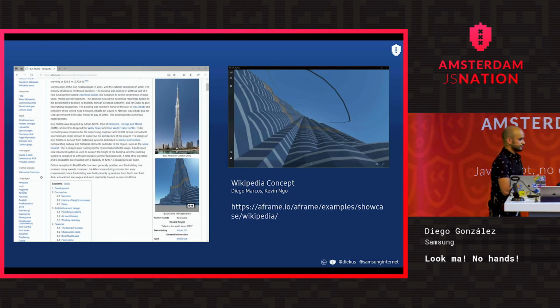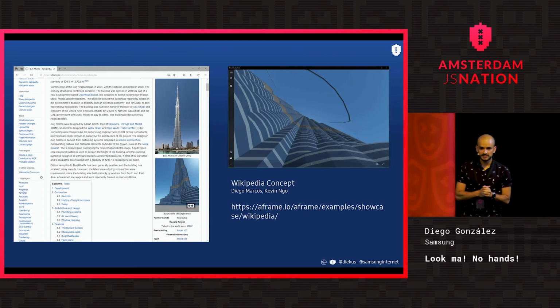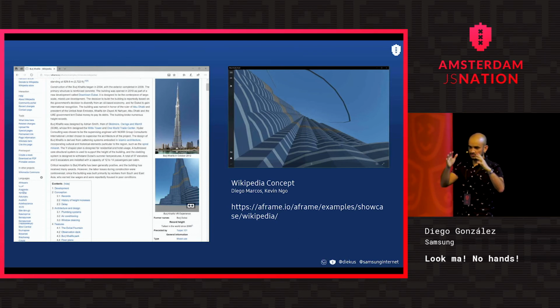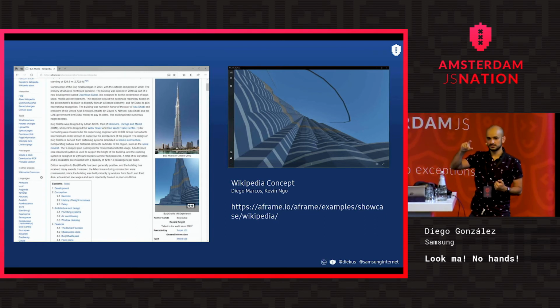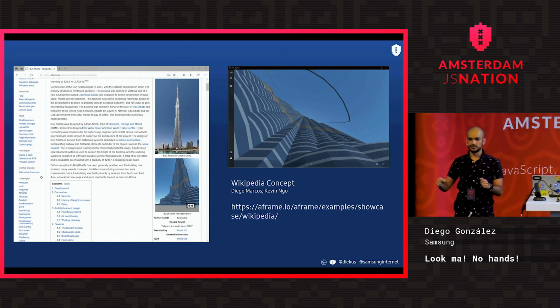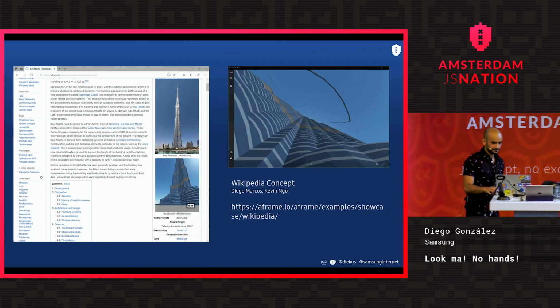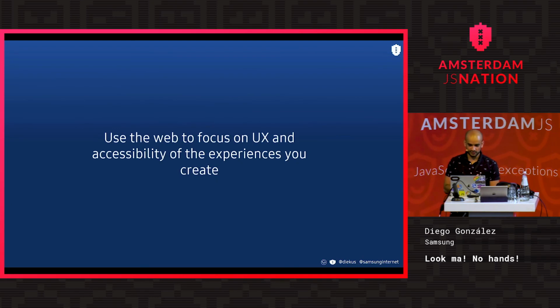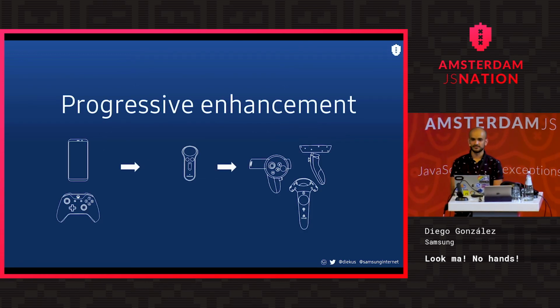And this is one of my favorite ones, because it really showcases the power that you have with WebXR. This is an example that was created by Diego and Kevin from the A-Frame team, and it's pretty much a mock-up of a Wikipedia page with information about the Burj Khalifa. The cool thing is that you have a WebVR snippet underneath the picture, and you can just go into immersive mode, and it's just going to put you as if you were right beside the building. So it really gives you a sense of, whoa, this building is actually massive. We need to use the web to focus on UX and accessibility of the experiences that we create, basically with feature detection, and focus specifically on, again, progressive enhancement.